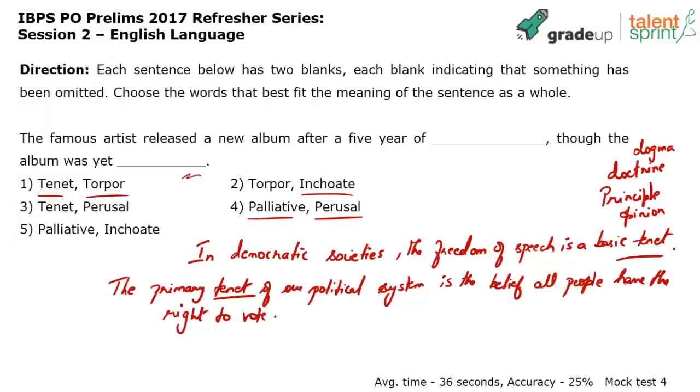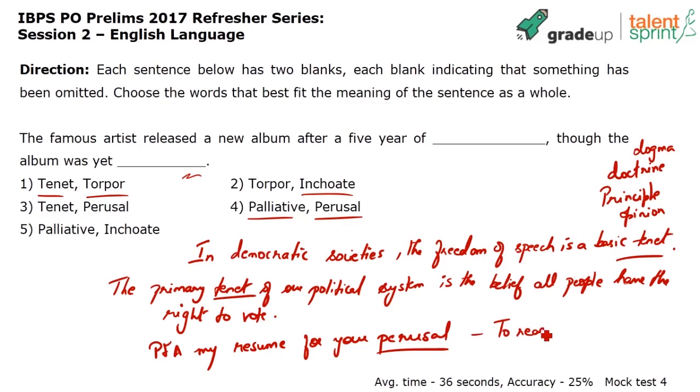Perusal. I'm guessing perusal is something that you should know. Usually I get mail saying, please find attached my resume for your perusal. What do you think the meaning of perusal is in this context? Yeah, examining something, right? So perusal means basically to read or examine something with great care.